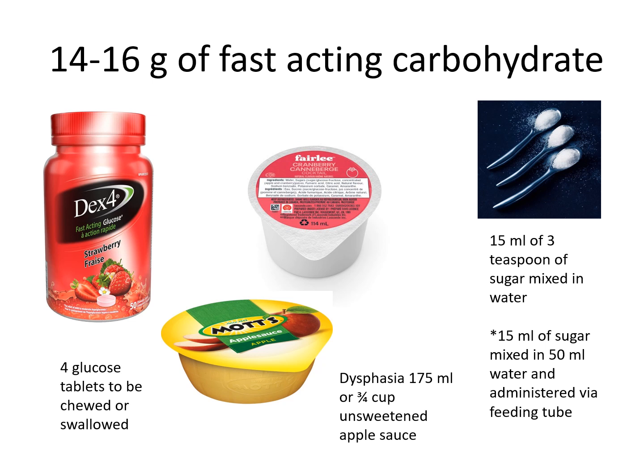You may also administer 114 ml of cranberry juice or 15 ml, which is 3 teaspoons of sugar and mixed in water. If the patient has a feeding tube, you can administer 15 ml of sugar mixed in 50 ml water. If the patient has dysphagia, you can give 3/4 cups of unsweetened applesauce.